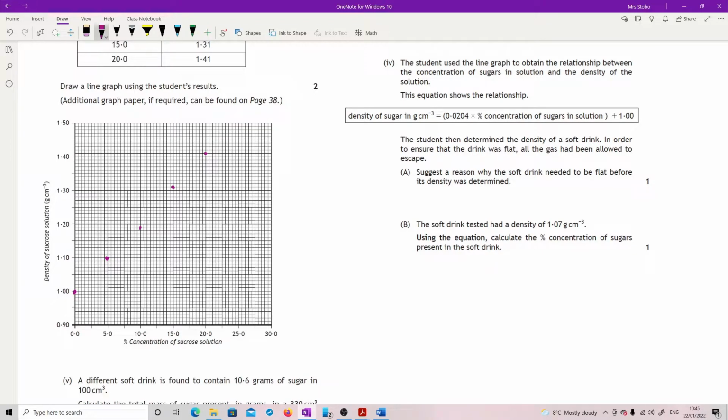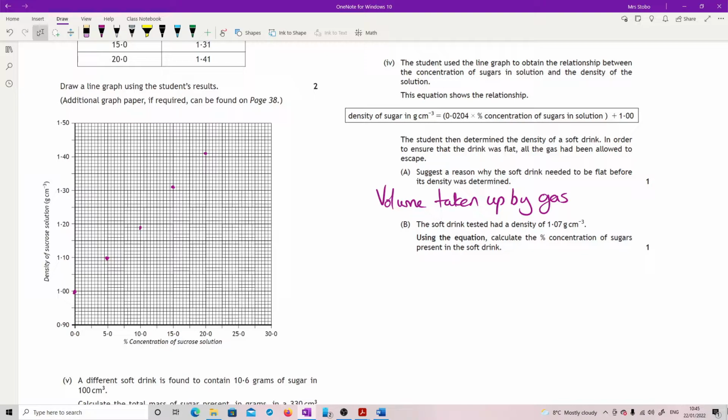Suggest a reason why the soft drink needed to be flat before its density was determined. It's basically that we have volume taken up by gas. So that means that you've not got a true measure of the exact volume of the liquid, and it's a liquid that we need.